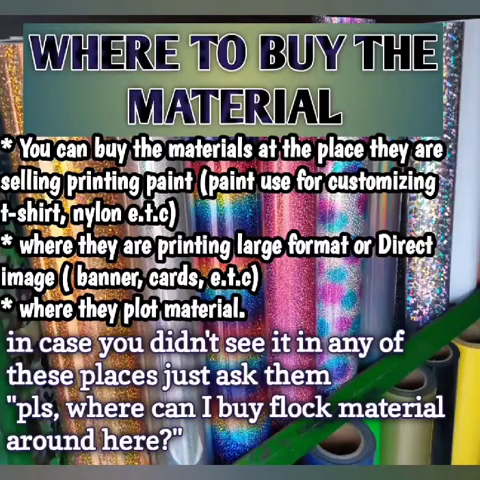Now, where you can buy the material. I listed 3 places here where you can buy your material. Number one, you can buy the material at the place where they sell printing paint. That is paint they use for customizing t-shirts, nylon, etc. Or where they are printing large format, direct image. That's the place where they print banners, stickers, ID cards, handbills, etc.